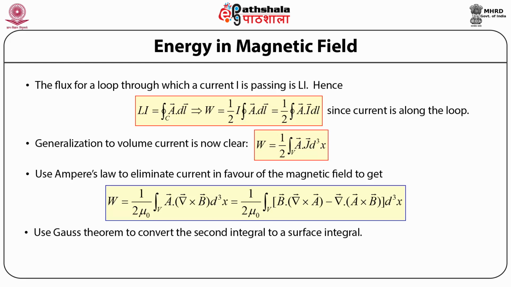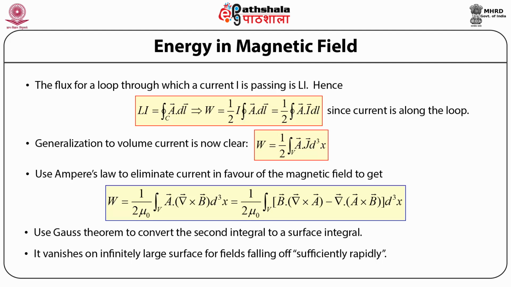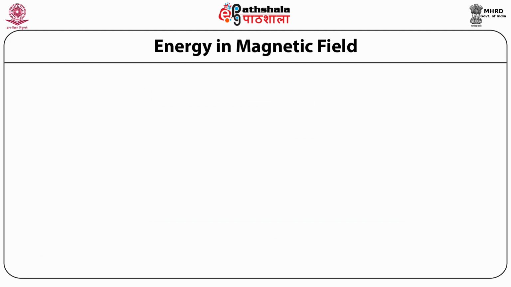And again, by the same arguments that we had used above, this surface integral vanishes on an infinitely large surface for magnetic fields that fall off sufficiently rapidly. Further, we use the definition of the magnetic field induction vector B in terms of the vector potential A, which is given as vector B equal to the curl of the vector potential A.